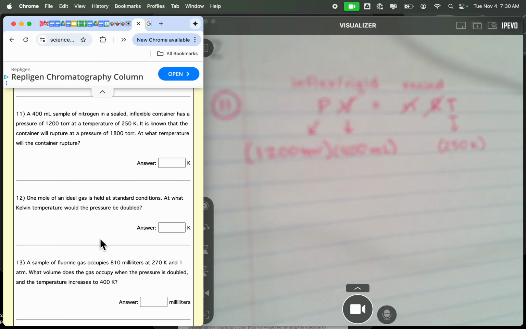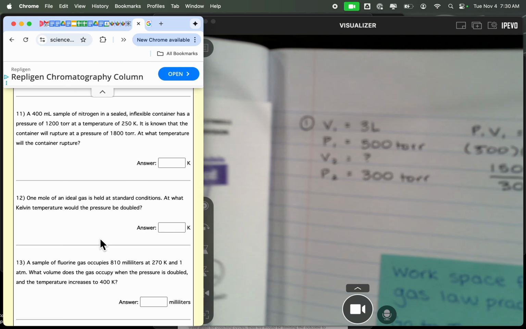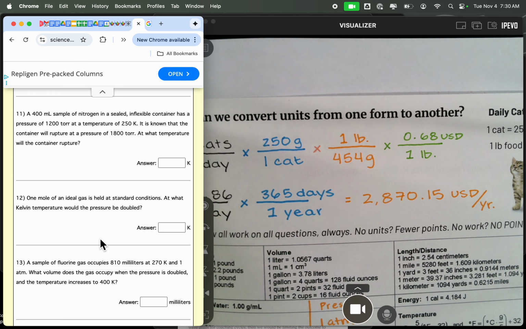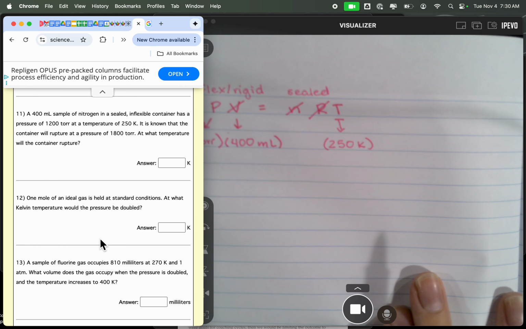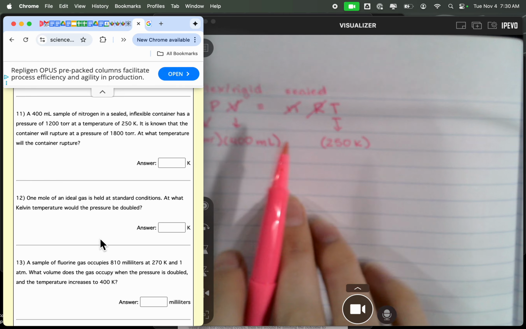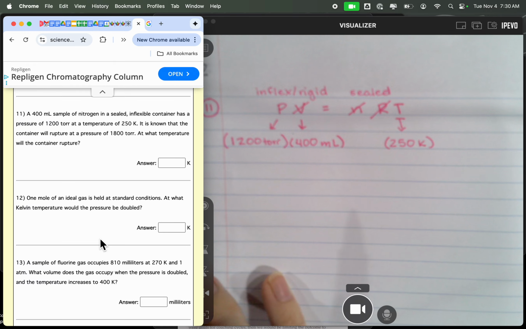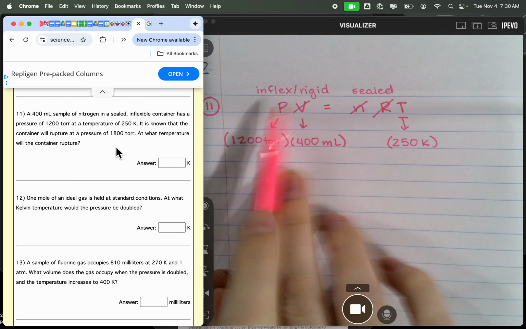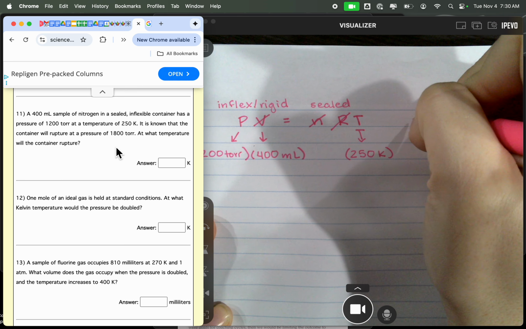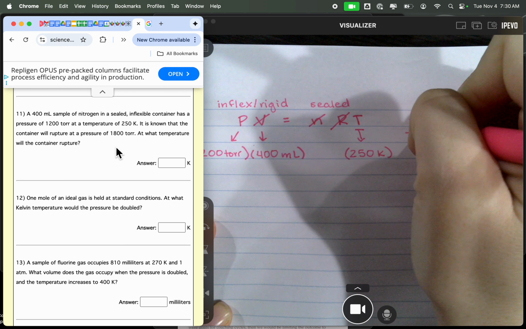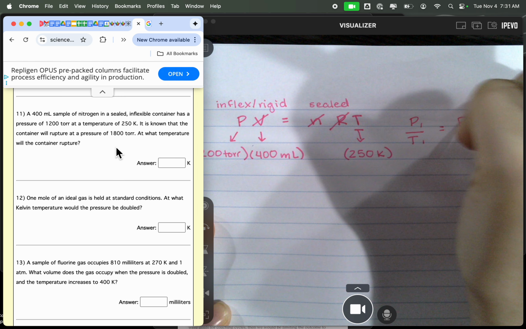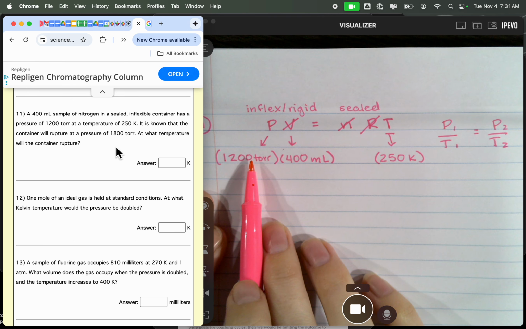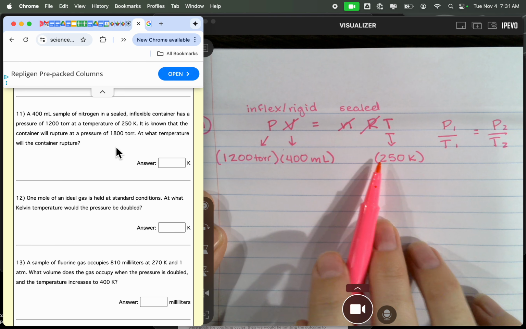Well, pressure and temperature problems, let's think. What gas law is that? Pressure and temperature, that's going to be Gay-Lussac's law again. All right, so let's take a look back here. It says the container will rupture at a pressure of 1,800 torr. So we don't even have to do unit conversions on this one because we've only got 2 units that we're working with. So we're gonna have pressure 1 over temperature 1. It's gonna be equal to pressure 2 over temperature 2. All right, our first pressure is 1,200 torr, and our first temperature is 250 Kelvin.